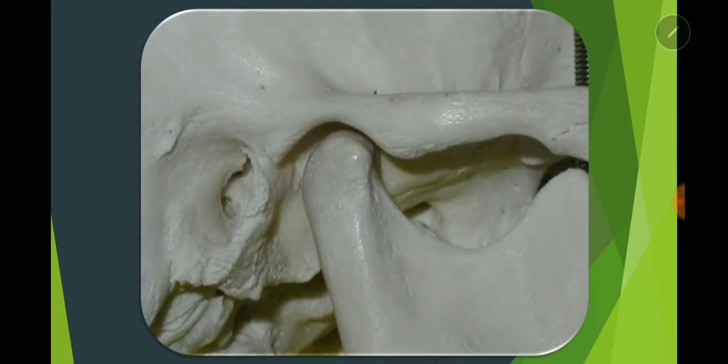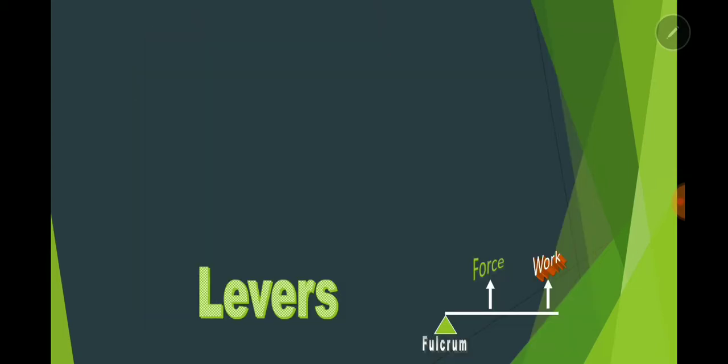All right. This is the head of the condyle again, not the fossa. All right. So which one is here? That is here right there.